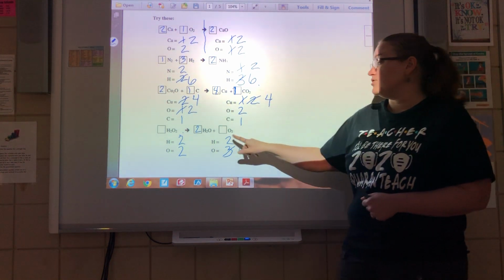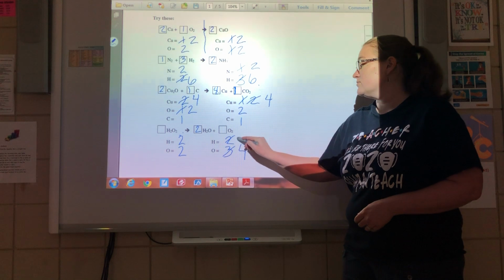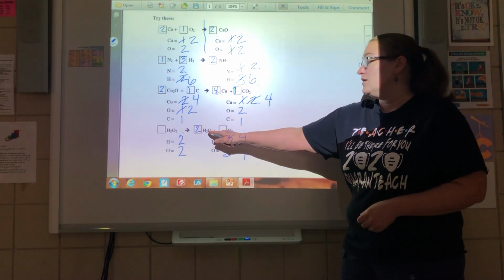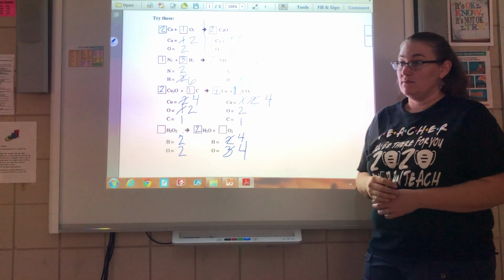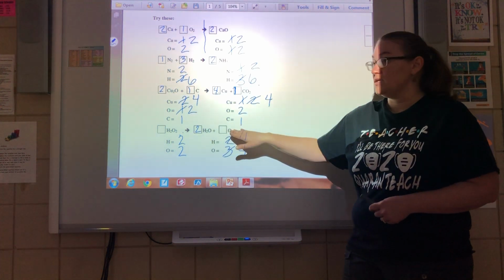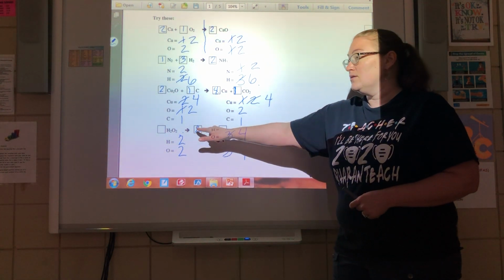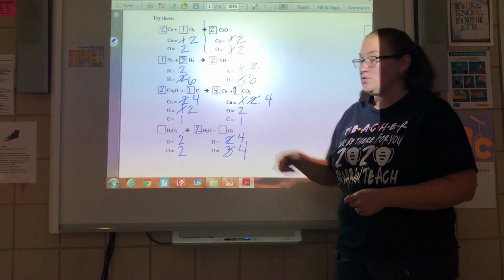How many hydrogen do I have on this side now? 2 times 2 is 4, because remember, when I put that coefficient, it's going to change everything behind it. But the plus sign separates. So we've got 2 separate substances here, because that plus sign is a separator. So this 2 only affects the H2O behind it.